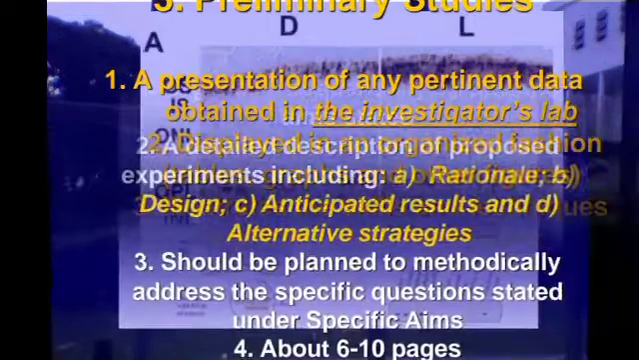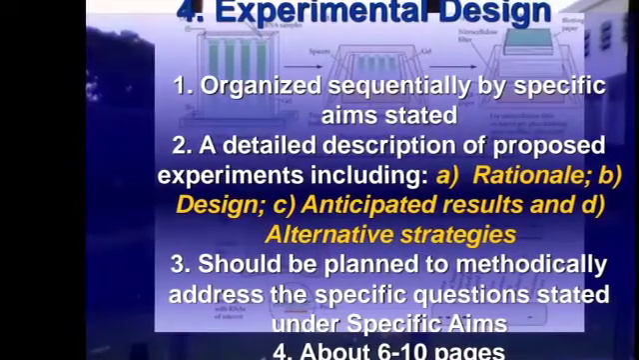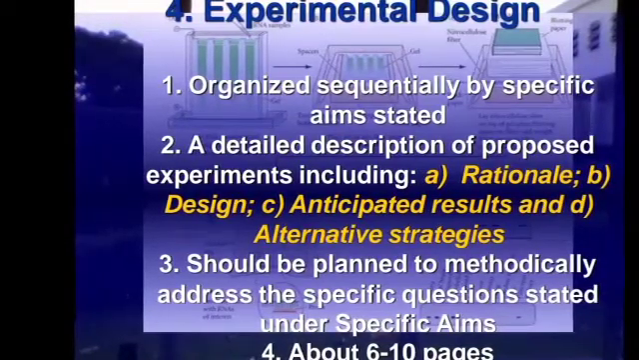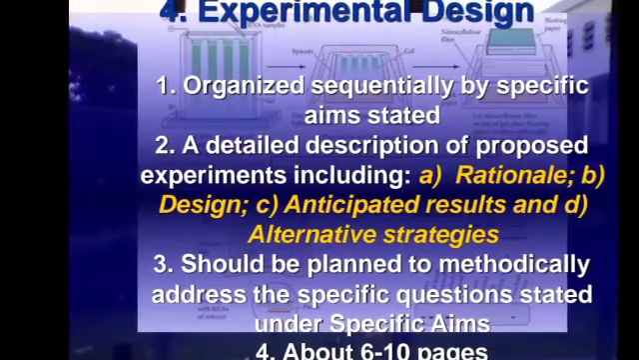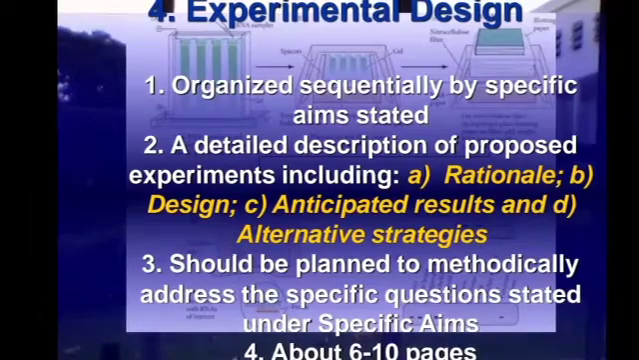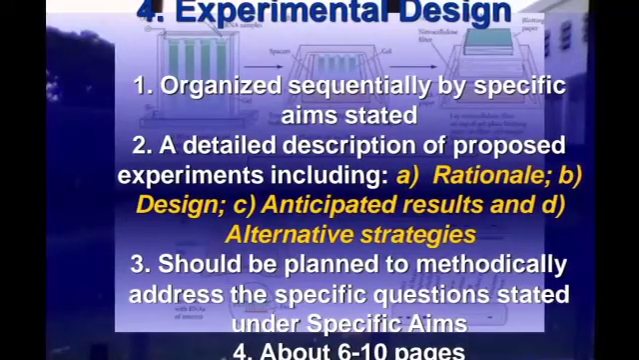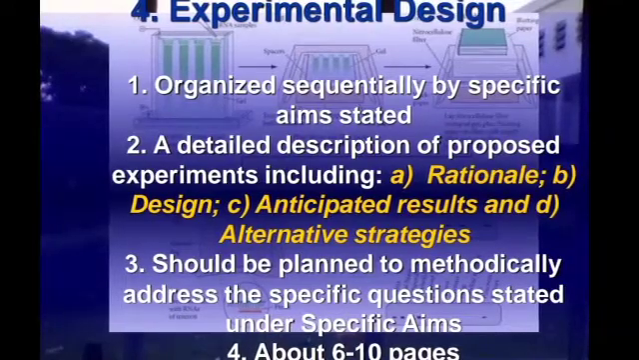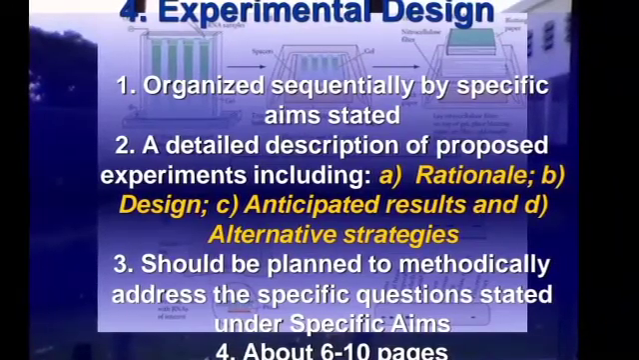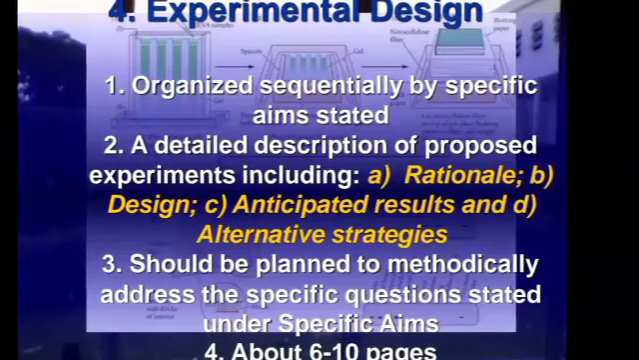The fourth section of the grant proposal is experimental design. In many ways, this may be the second most important section after specific aims, because it will address the specific experiments and methods used to answer some of the questions proposed under specific aims. It should be organized sequentially by the specific aims proposed and should include a detailed description of proposed experiments, including rationale for the experiment, design of the experiment, anticipated results from the experiment, and alternative strategies to address the specific aims should the proposed experimental design not yield any meaningful results.